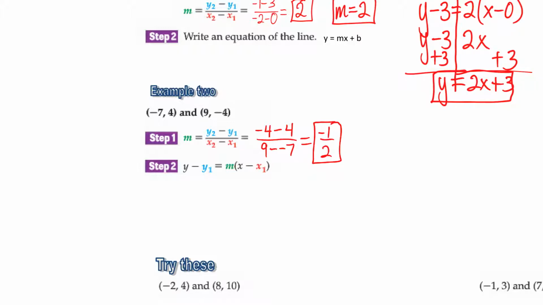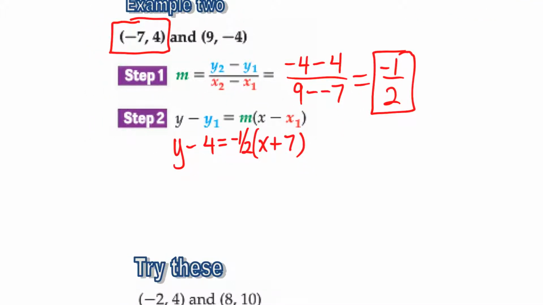So again, that's my slope, but you're not done. What I'm going to do, again, is go back and choose either one of those points. I know that the line goes through both of those points, so I can choose either one. I'm just going to go with the first one, negative 7, 4. So when I put it into point slope, like right here: y minus 4 equals negative 1/2 times (x plus 7). And again, this is a plus 7 right here because I'd be minus a negative 7, so it makes it a plus.